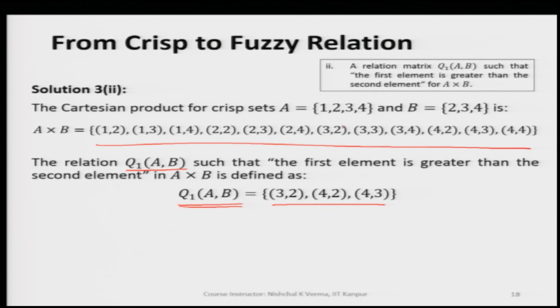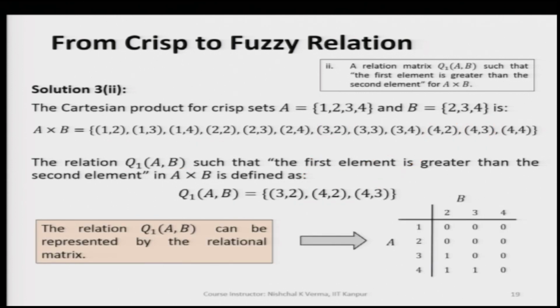So, we have collected this element here, and then 4 2 is another pair which satisfies this condition, and then we have 4 3 also which satisfies this condition. So, this way we get 3 elements here in this set Q1AB, which is the relation set, where the first element is greater than the second element. So, this is how the relation set is formed by the crisp sets.